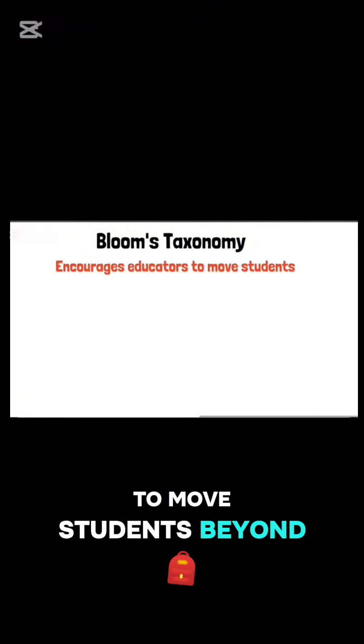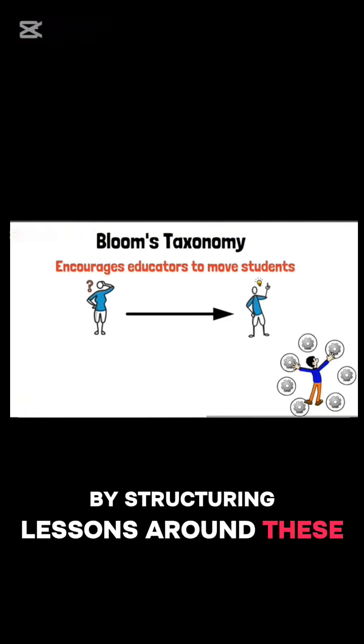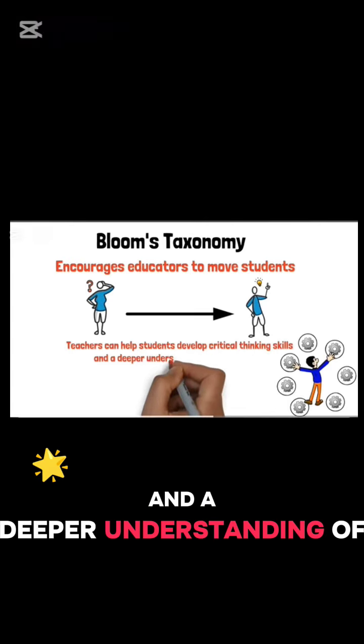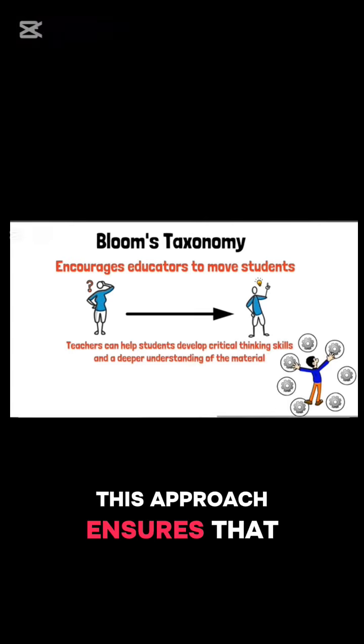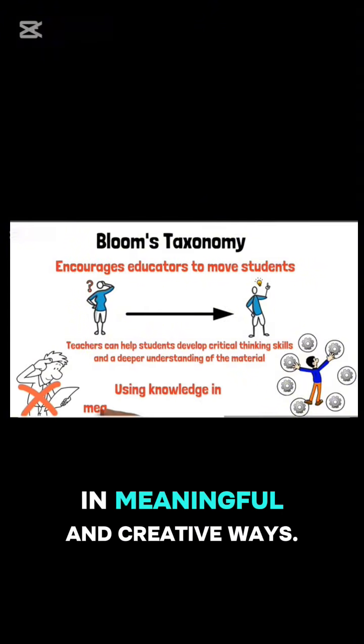Bloom's taxonomy encourages educators to move students beyond simple memorization to higher levels of thinking. By structuring lessons around these 6 levels, teachers can help students develop critical thinking skills and a deeper understanding of the material. This approach ensures that education isn't just about remembering facts, but about using knowledge in meaningful and creative ways.